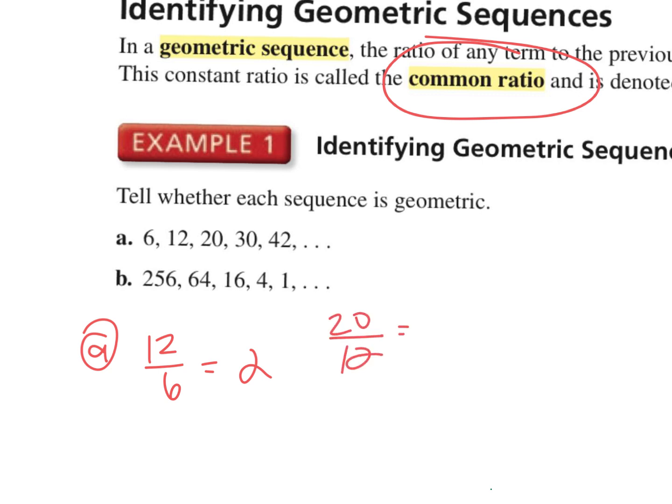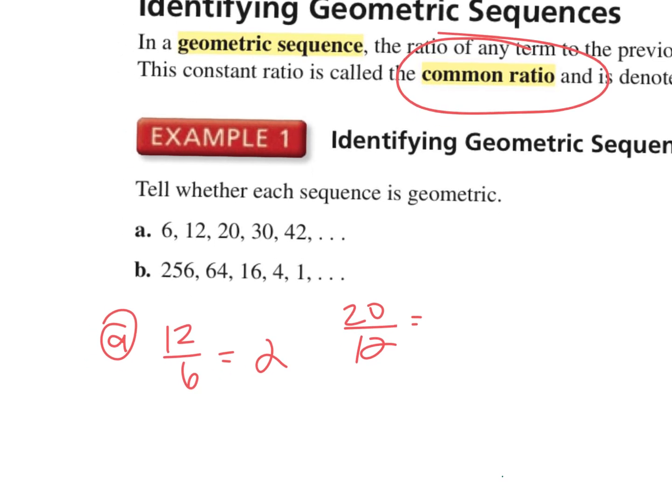So then I'm going to take the third term, 20, and divide it by the one in front of it, 12. Is 20 divided by 12 2? No. So is this a geometric sequence? No. It has to be constant. It has to be that you multiply the same number every time. Take another one. Take 42 and divide it by 30. What's 42 divided by 30? It's not 2, is it? So then this isn't geometric. So you guys wouldn't be able to write a rule for this.